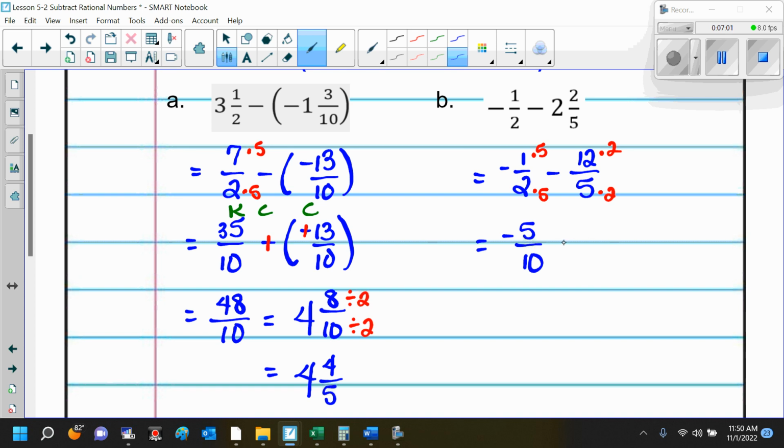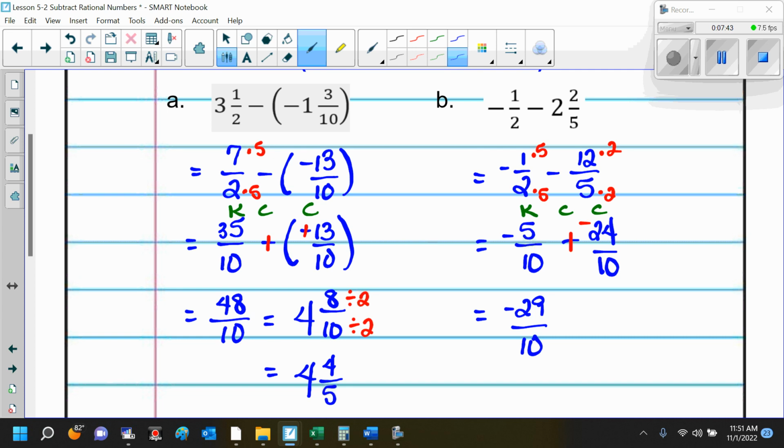Tenths. Very good. And minus, my second fraction is going to be, beautiful, 24 tenths. And now we can keep, change, change. So first fraction stays the same. Subtraction becomes addition. And the second fraction becomes a negative. So now we have a negative plus a negative. So we just add the numbers, right? And keep the same sign. So what's negative 5 plus negative 24? Very good. Negative 29 tenths.